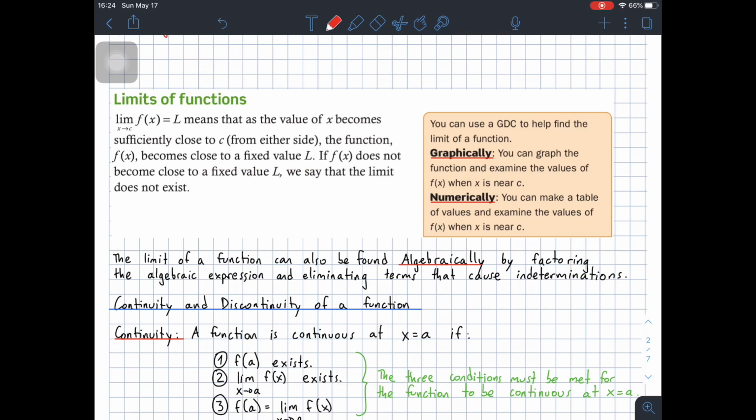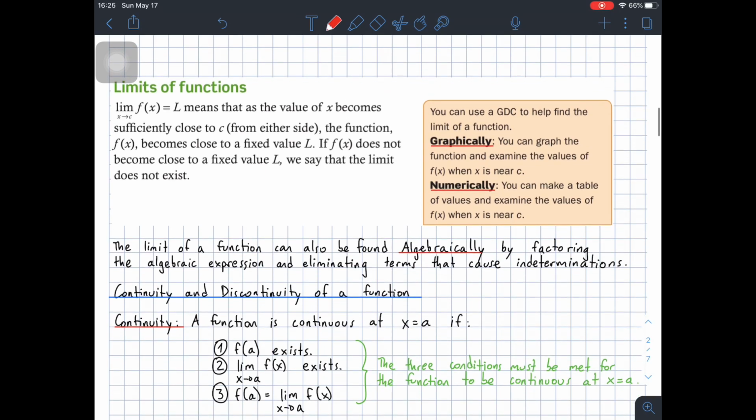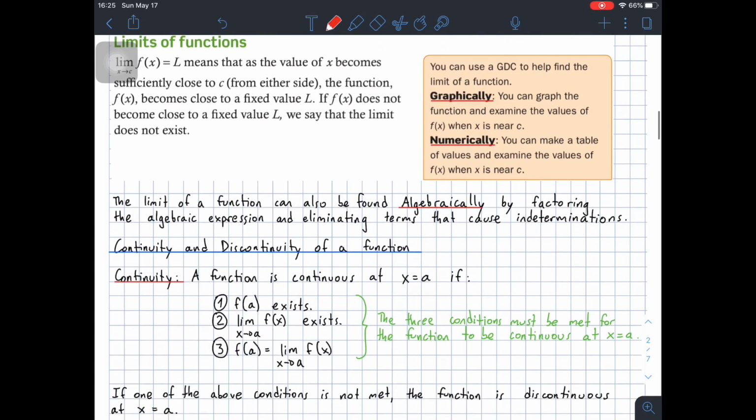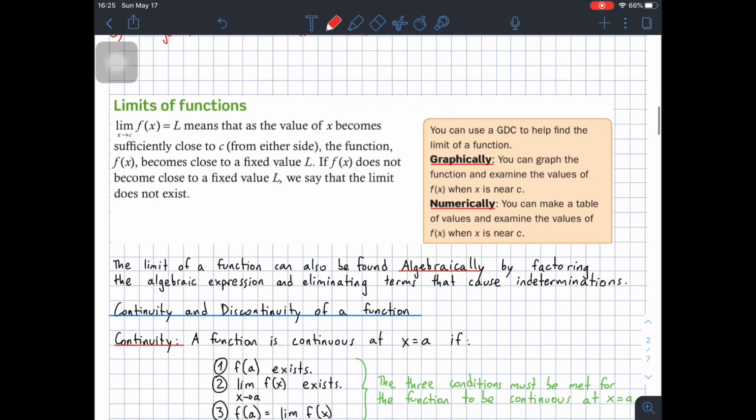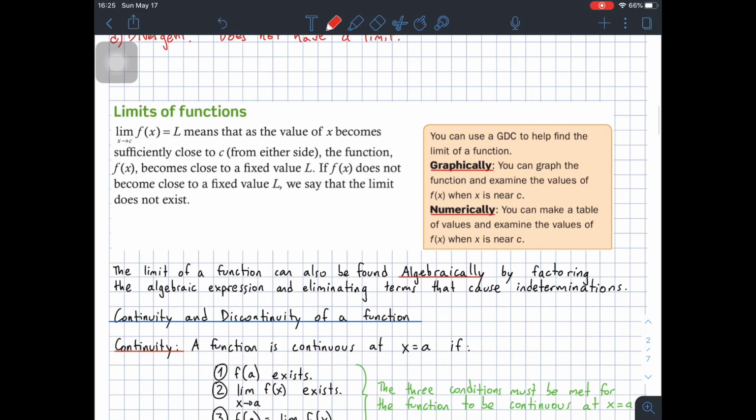If the function does not become close to a fixed value L, we say that the limit does not exist. We're going to see all of this concept in some examples later on. This is something very important. There are 3 ways in which we can determine the limit of a function.